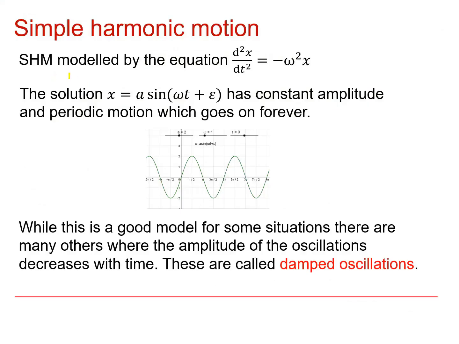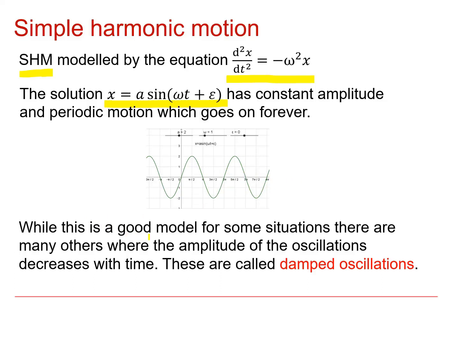In a previous video we looked at modelling simple harmonic motion, and we ended up with this differential equation, which has the acceleration proportional to the displacement from the centre and directed back towards it. Its general solution has a constant amplitude and therefore gives us a periodic motion which goes on forever, as you can see on this graph.